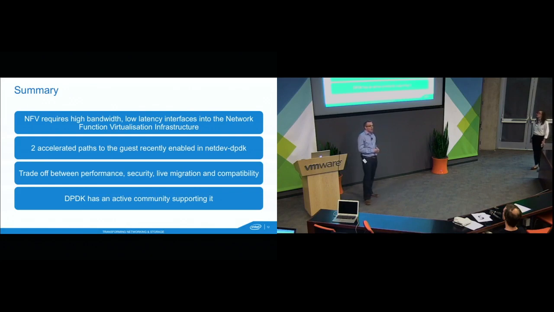I suppose the final point I'd make is DPDK has an active community supporting it. Some of you may be contributors. So new features will crop up all the time. And if there are new features you're interested in, or you're interested in helping to contribute to netdev-dpdk, please do. So that's it.